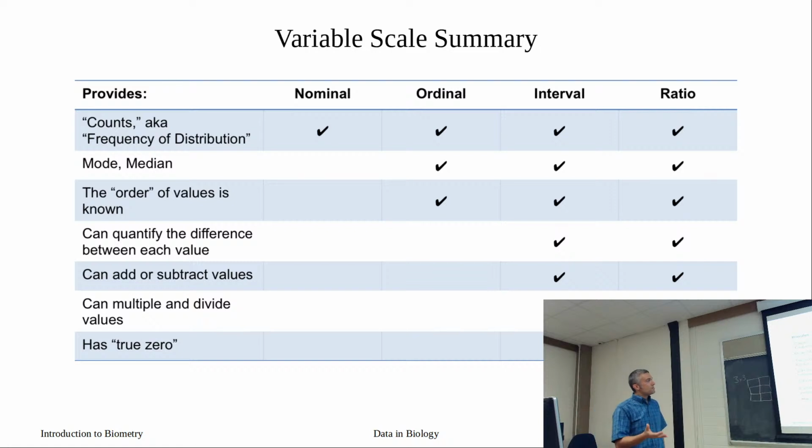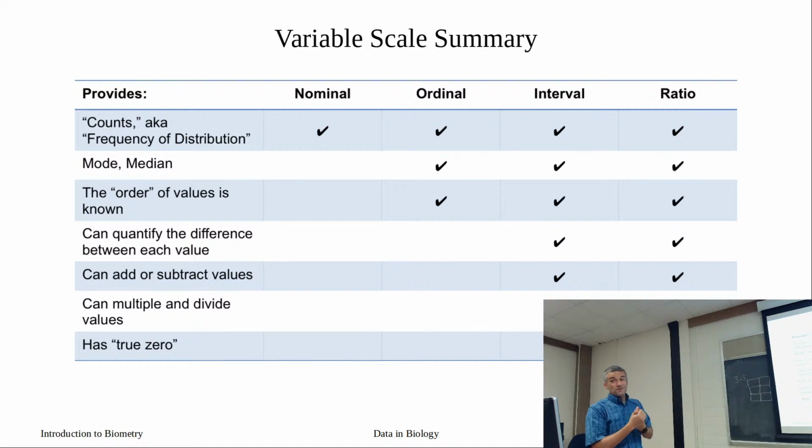All right, mode and median, those statistics, so most common value and the 50% value, can only be calculated for ordinal, interval, and ratio scale variables. Order is only known for ordinal, interval, and ratio, not for nominal. All right, quantifying the distances and adding, subtracting is only going to be applicable for our interval and ratio scales.